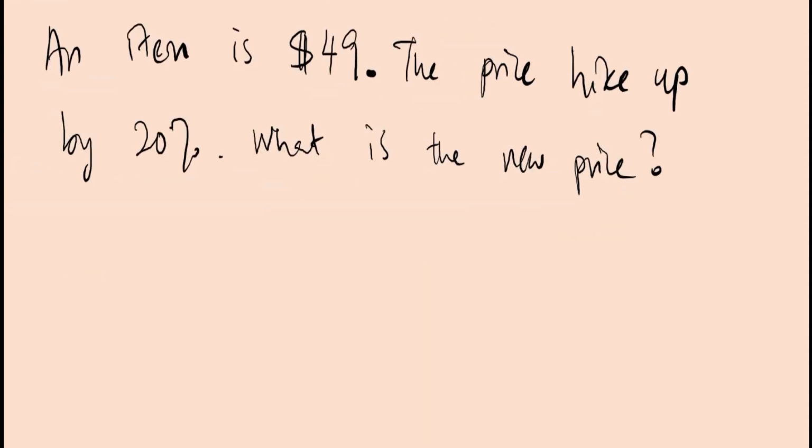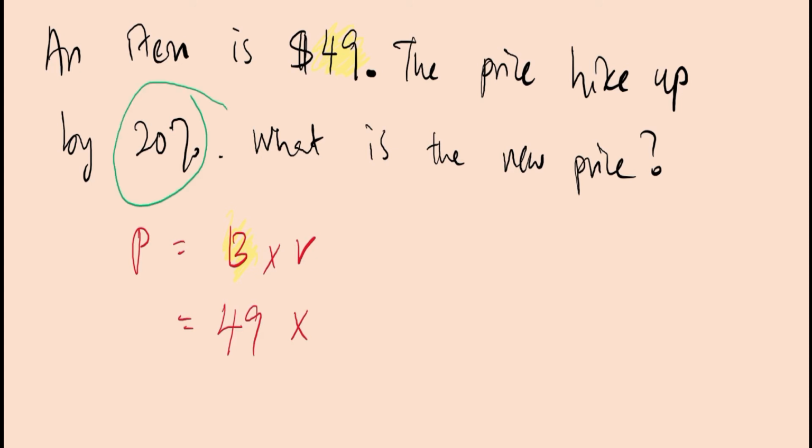Okay, let's look at an example. An item is $49, the price hike up by 20%. What is the new price? So using P equals to B times R, we know that the B is equals to $49 because that is the original price, so that will be your base. So using the base as your original price, write it as 49.